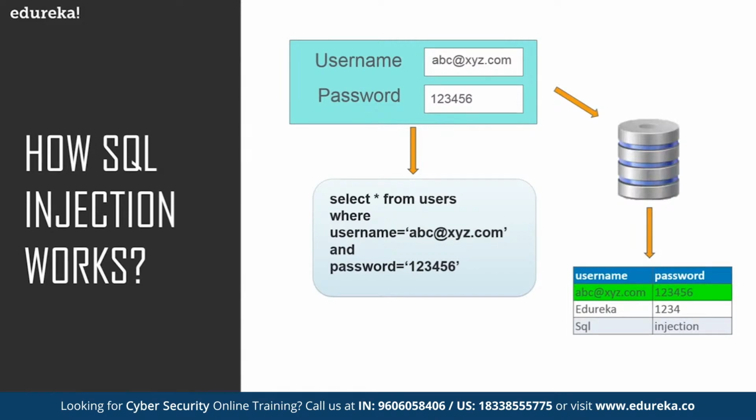So when this SQL query is generated, if there is a user with the username abc@xyz.com and the password to that username is 123456, then that particular row is returned. And if there is no user with this particular username and password, then no rows or values are returned. So basically, if this SQL query returns some value, a true value, then the login is successful. And if this SQL query returns a false value, then the login is unsuccessful. So this is how it actually works.